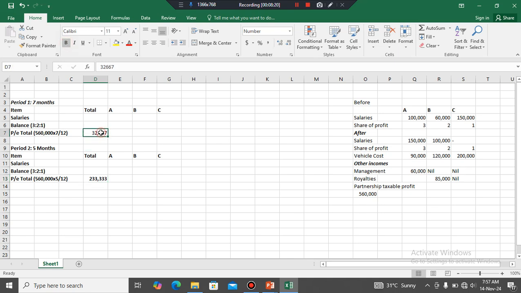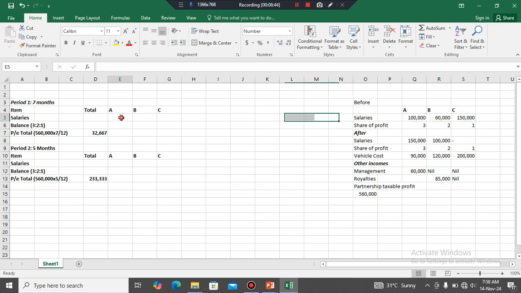So now we have got this. What do we do now? The next step, we need to go back to the first period, right? The first period, we need to get the salaries. The salaries were 100,000, 60,000, as well as 150,000. But these are annual salaries, so we need to apportion them across 7 months. So 7 divided by 12 multiplied by 100,000, right?